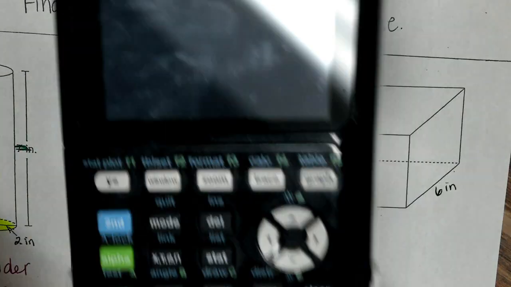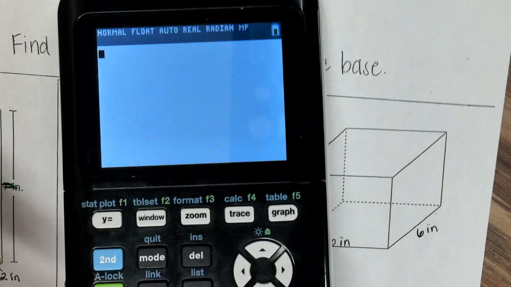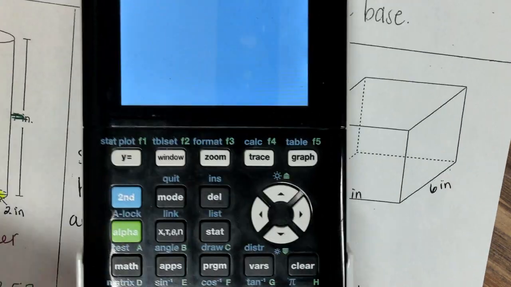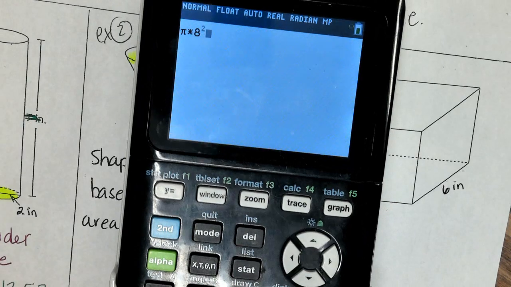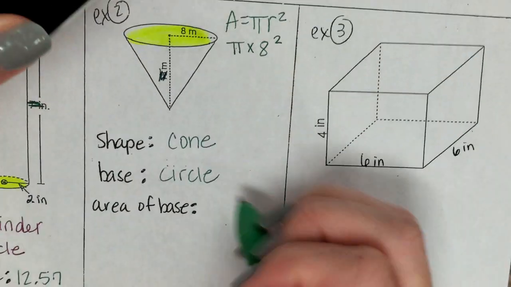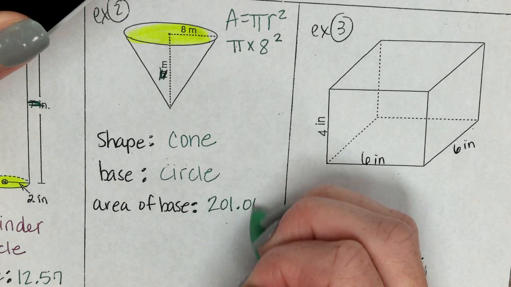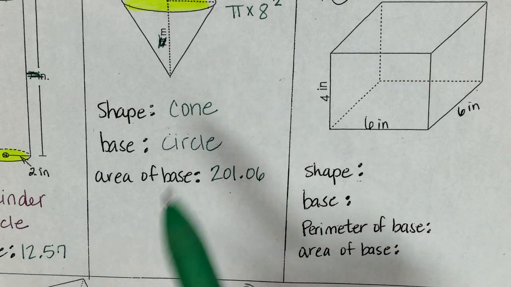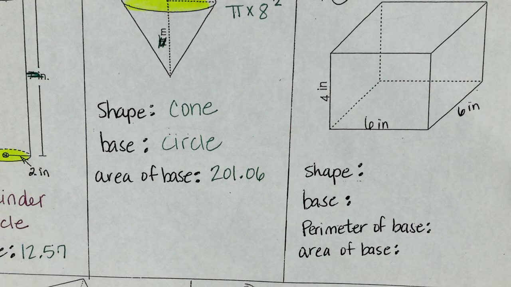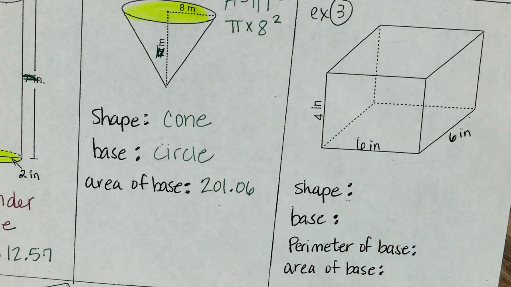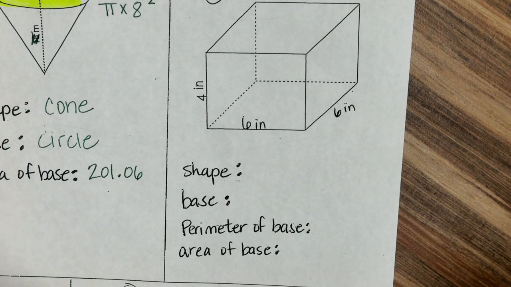Okay, again, the pi button, you're going to have to hit the blue second button first, and then pi, which is here. Times 8 squared, and my answer is 201.06. Are there any questions on cones? What kind of base does a cone have? Circle. Okay, who can tell me what this next shape is called?